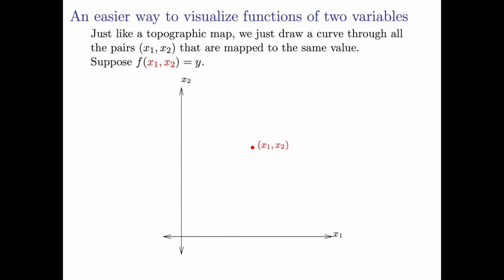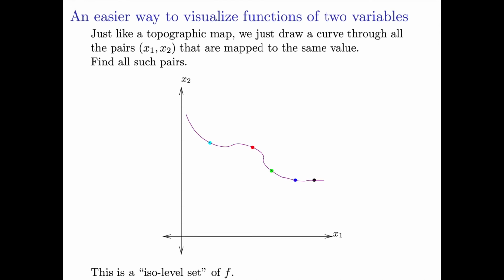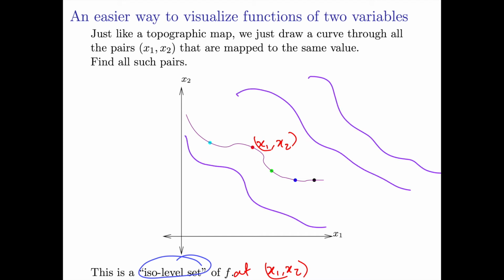Pick a point x1, x2, and draw a curve through all the other points that map to the same value y. So for instance, this point x1 prime, x2 prime might map to the same value as x1, x2. And you can keep doing this, and maybe you find all these different points. What you do is you just draw a curve through that. This is what we call an isolevel set of f at x1, x2. So if you drew all of the isolevel sets, you might get something like this. If you move along one of these curves, all the points map to the same value according to f. That's how we're going to visualize functions of 2 variables.